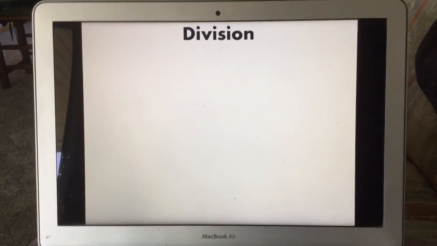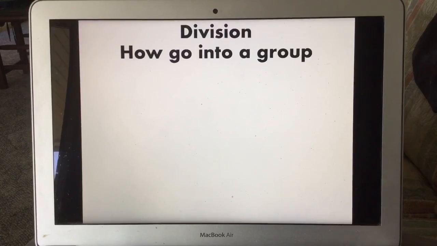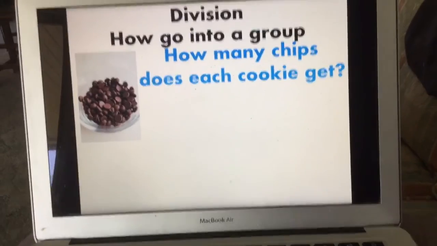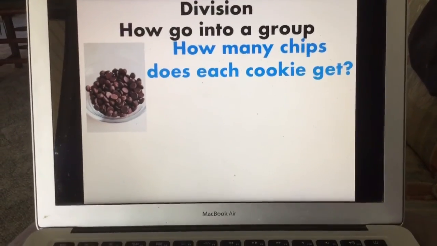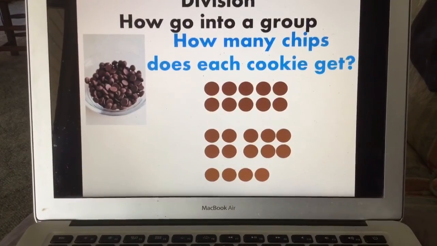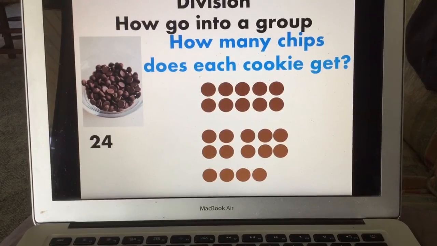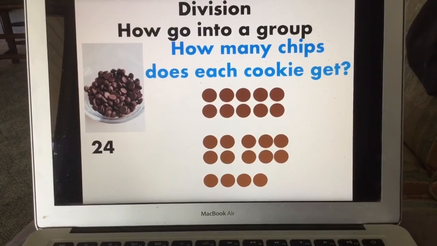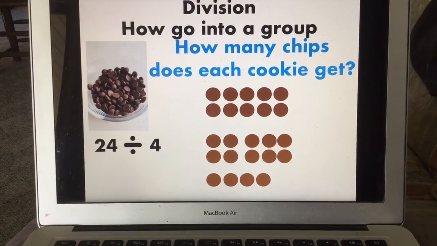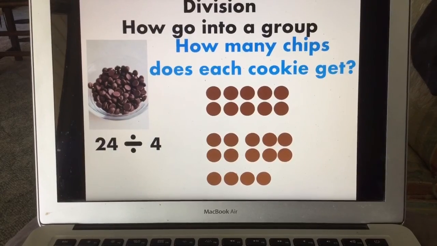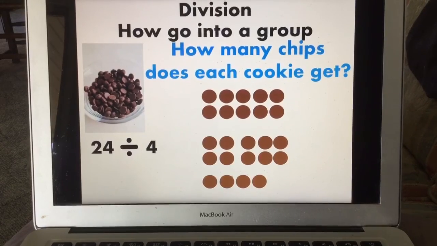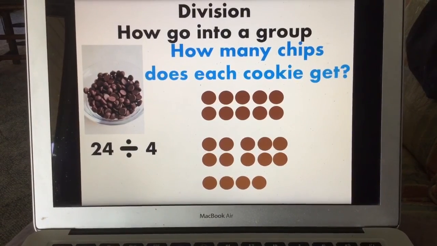Okay. Now for division. This is how things go into groups. Okay, so let's talk about chocolate chip cookies. How many chips does each cookie get? We're going to start with 24. Okay, we have 24 chocolate chips. Now, if we have 24 chocolate chips and there are 4 people, let's go with your dad, Marcia, Jordan, and you, how many chocolate chips go in each cookie so not one person gets all of the chocolate chips?